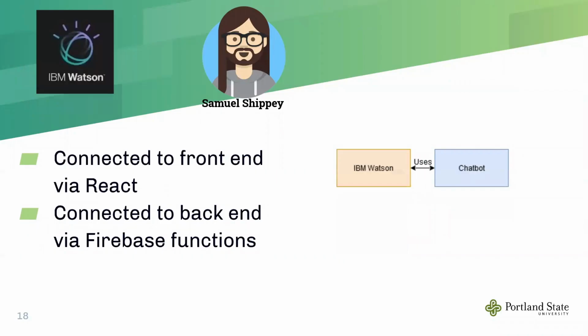And finally, IBM Watson. IBM Watson is a powerful AI platform that provides rapid responses to user queries, which are passed in natural language and then parsed and given a response also in natural language. Watson is connected to the front end through React and to the back end through Firebase functions.